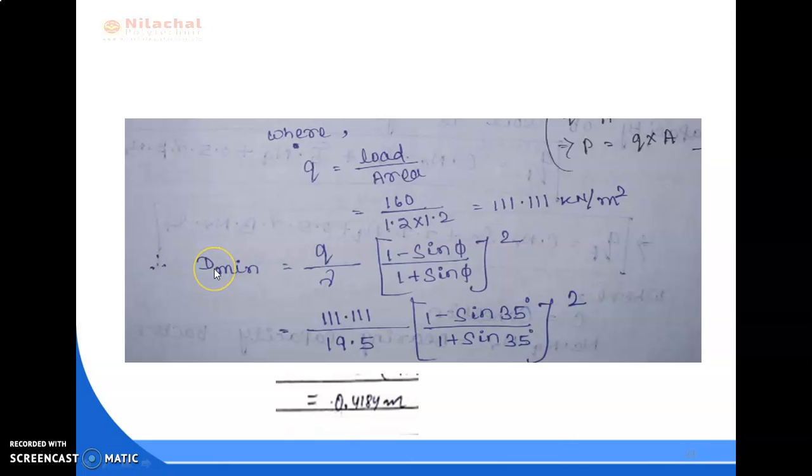So finally we put these values here. D minimum equal to 111.111 divided by 19.5 within bracket (1 minus sin 35 degree divided by 1 plus sin 35 degree) whole square. So our answer is 0.4184 meter. So this is our minimum depth of the foundation.